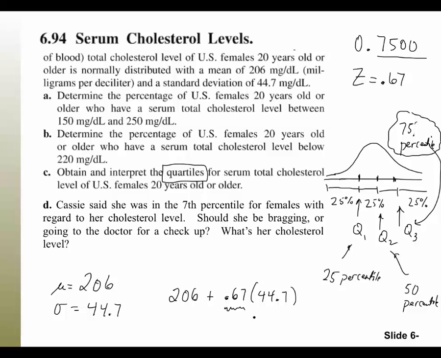It's all about what that z-score means. It's a number of standard deviations. So we want that many standard deviations of, in this case, one standard deviation is 44.7. What do you get? As soon as you get it. 235.95. So a woman with a cholesterol of 235.95 is at the 75th percentile. 75% of women have a lower cholesterol level than that, and 25% have a higher cholesterol level.